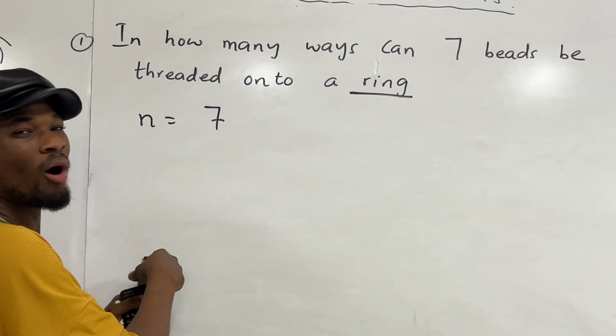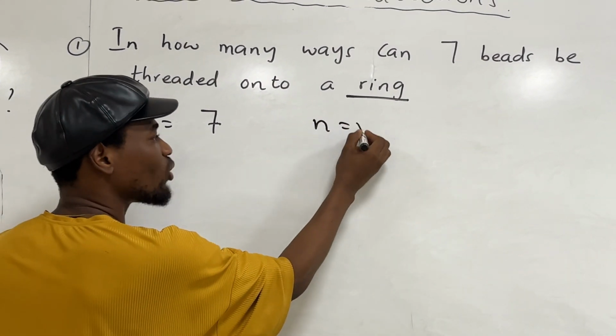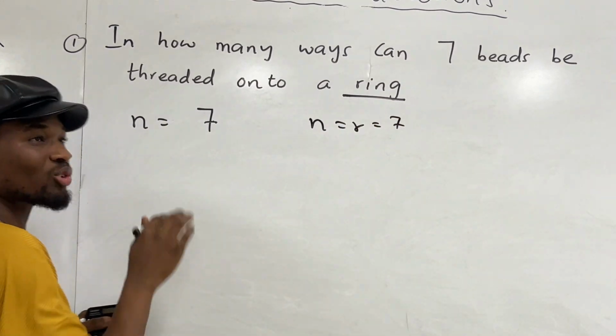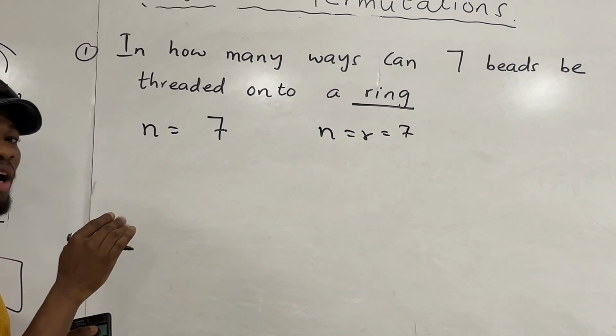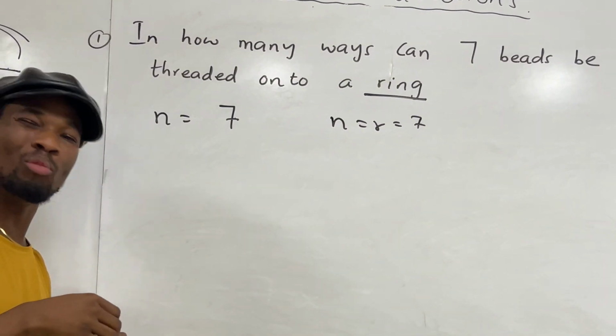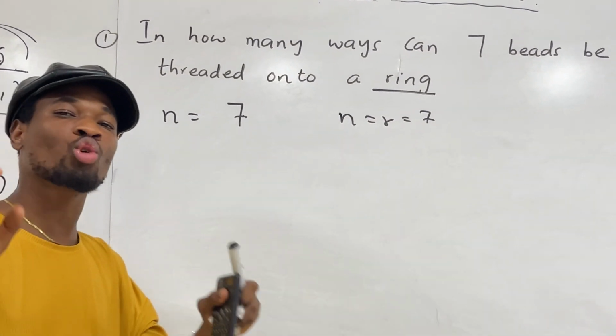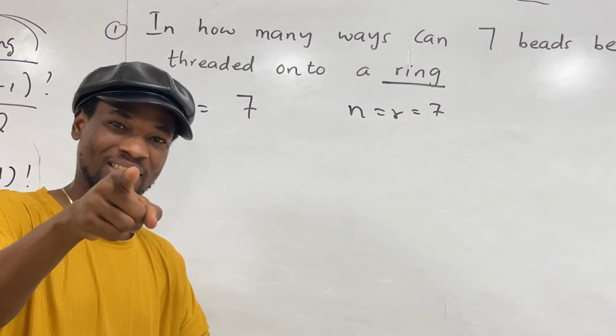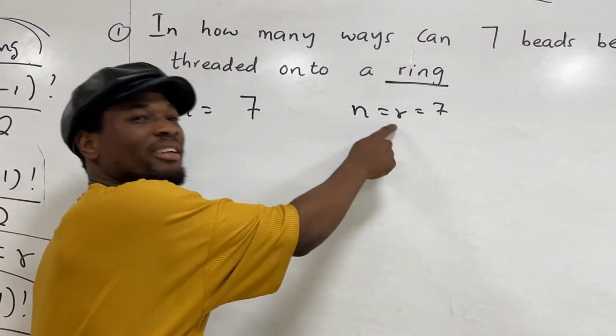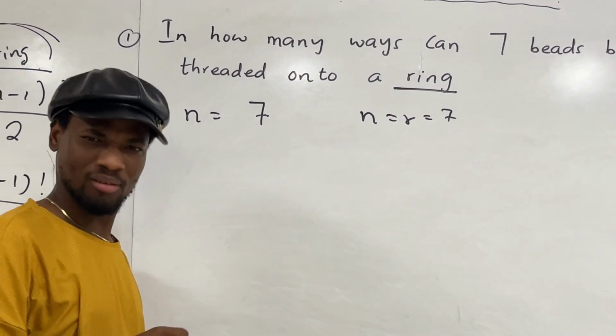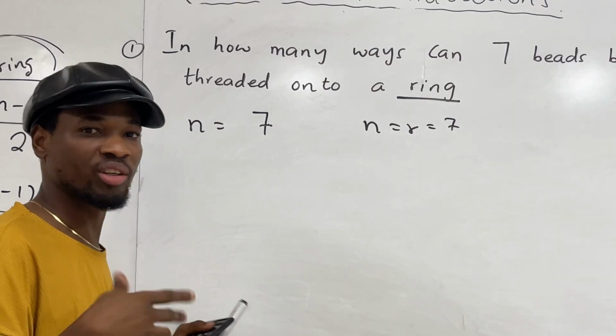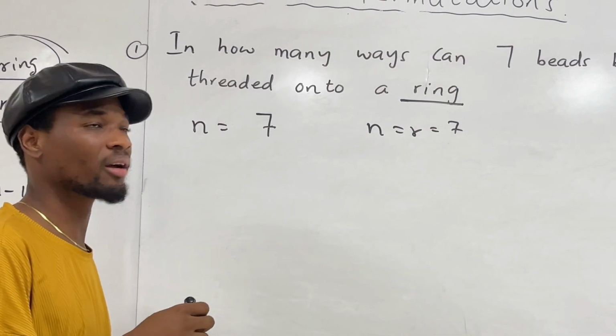When you say taking all at a time, it means n is equal to r, which is equal to 7. That's what it means. And I also told you that whenever you have word problems on permutations where they don't talk about r, it means r is equal to the total number. Good. So here, let's go straight to the point, quote the formula and substitute.